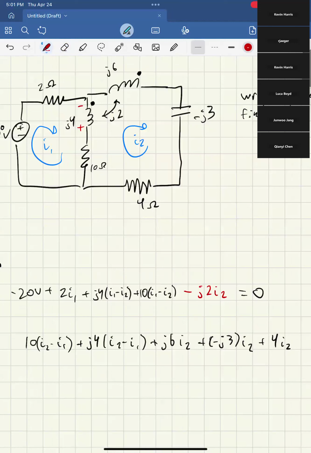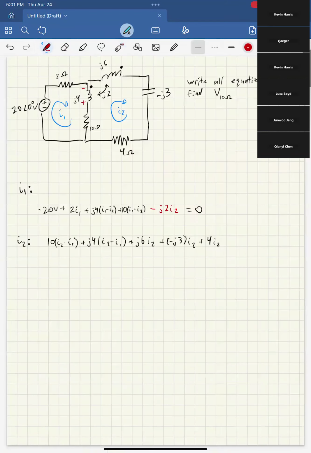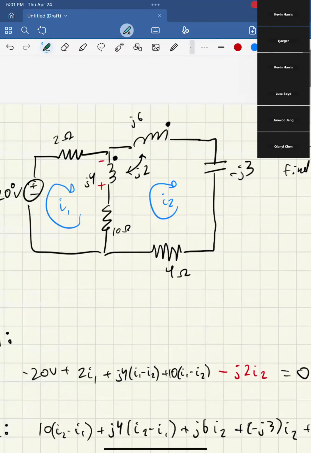However, now we are looking at this from the perspective of loop 2. And in loop 2, the current direction is opposite. So here we have current going this way, and we have a plus to minus drop in the direction of current, so it will be positive. So here, right, we will actually have plus J2 times I2, right? Cool. And then I'll do the other one in green.